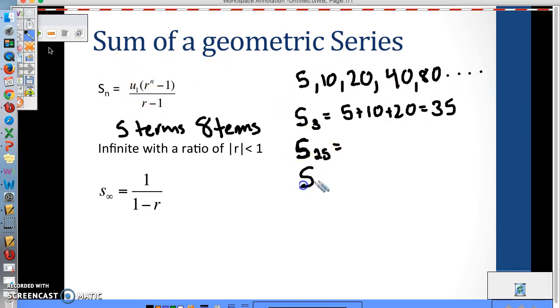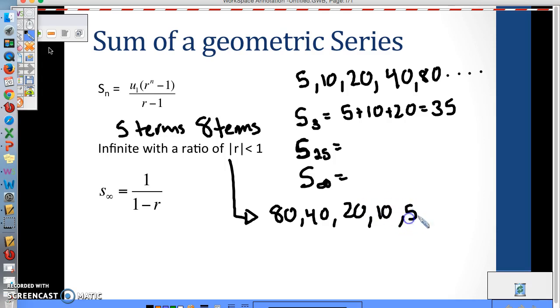But the sum to infinity on this one, these numbers keep getting bigger and bigger, so the sum won't ever stop if it's going to infinity. We'll keep on adding. But if we looked at this, maybe it was going in reverse. Let's say we had 80, 40, 20, 10, 5, 2.5, and it kept on going.